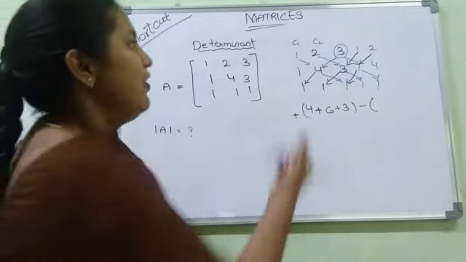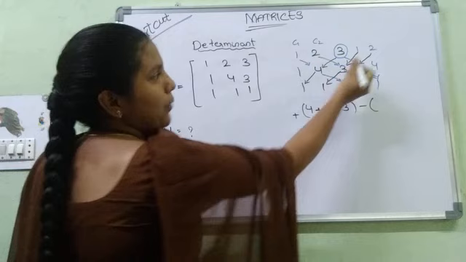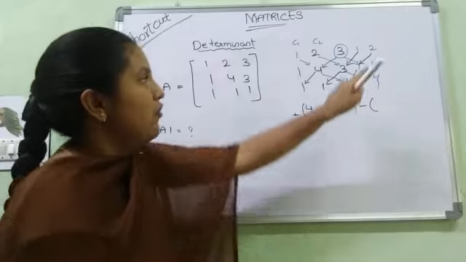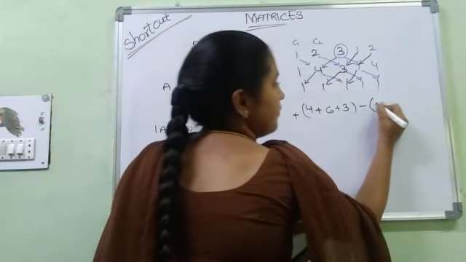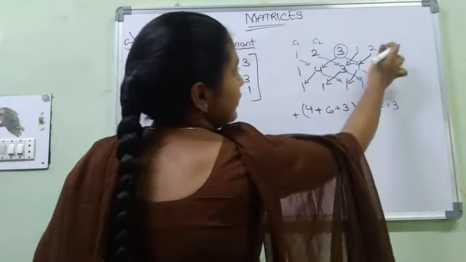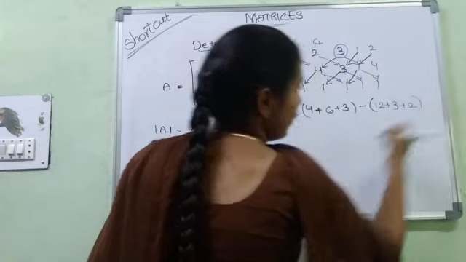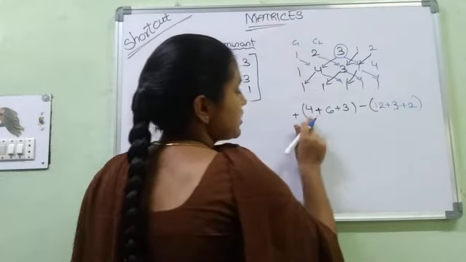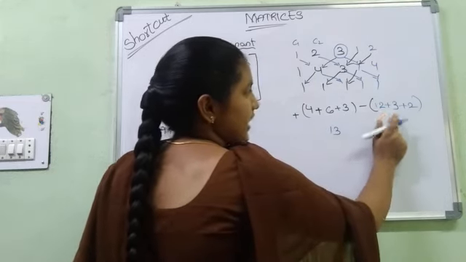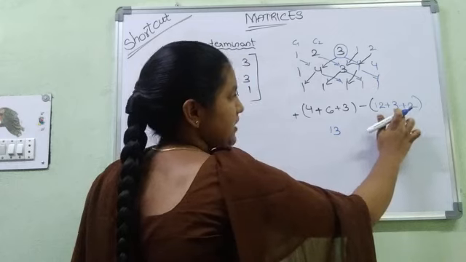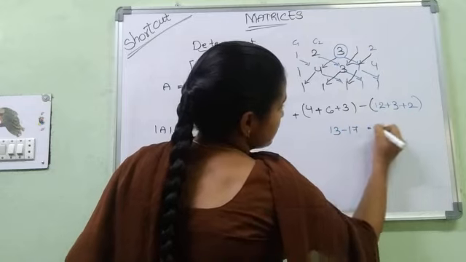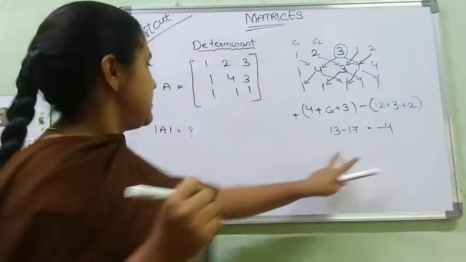Now from 3, 3 to 4, 4 to 1, 1 to 3, 3 to 1, 2 to 1, 1 to 1. So let's multiply them. 4 threes are 12, 12 ones are 12, and 1 three is 3, 3 ones are 3, 2 ones are 2, 2 ones are 2. Is it clear till here now? So 6 plus 4 is 10, 10 plus 3 is 13. 12 plus 3, also 12 plus 2 is 14, 14 plus 3 is 17. So 13 minus 17 gives minus 4. This is the answer.